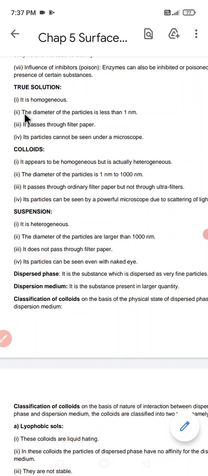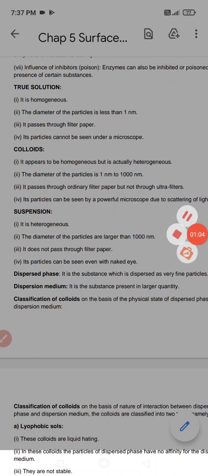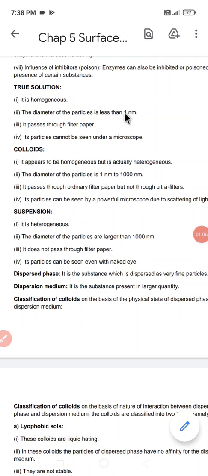That's why it is called a homogeneous solution. Next thing is the diameter of the particles is less than 1 nanometer. And that's why this type of particles could not be seen by our normal eyes.